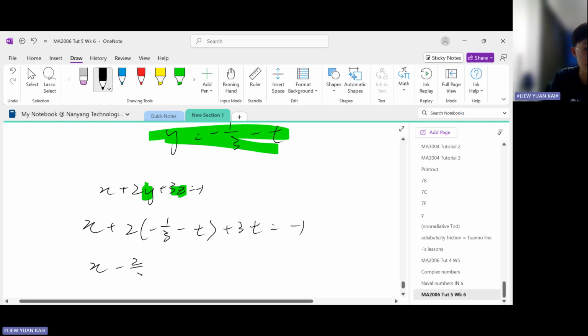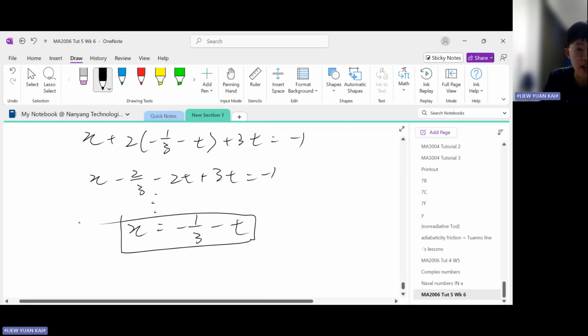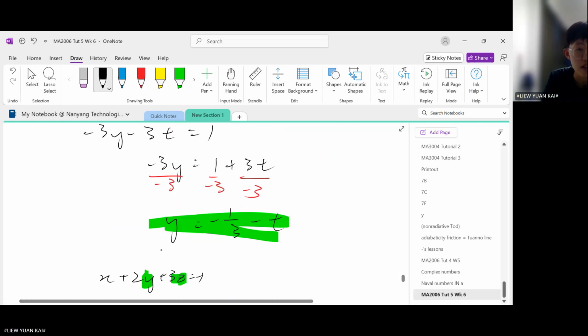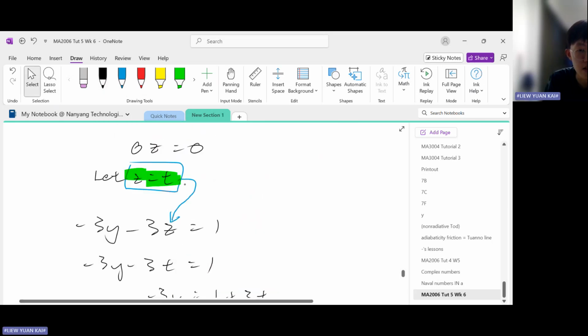So this is minus 2t plus 3t, then minus 1. Okay, I'm going to skip forward and make x the subject. So x will become minus 1 over 3 minus t. Now we finally have the solution for x, the solution for y, and then the solution for z.